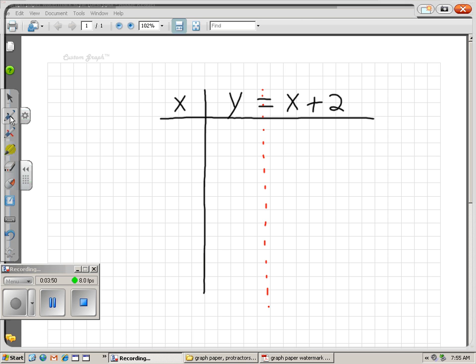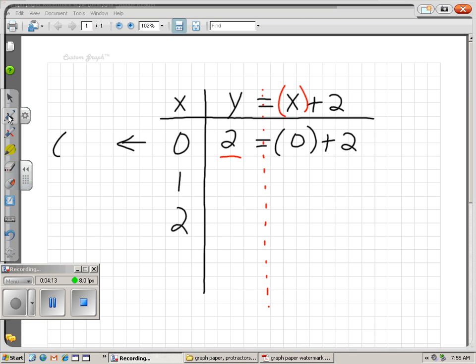So if we had the same x's and y's, 0, 1, 2, over here to do my calculations, right here, I'm working on this calculation, I would come over here, put my parentheses around the x, and I'd say, okay, I'm going to take out the x and put in 0, and then I do the math, 0 plus 2 is 2, and right there, that just kind of keeps my x and y together, and it looks more like an ordered pair. That's kind of how I do my table.